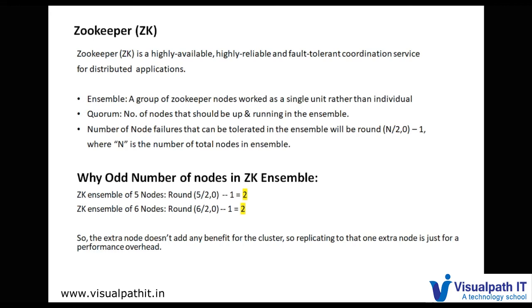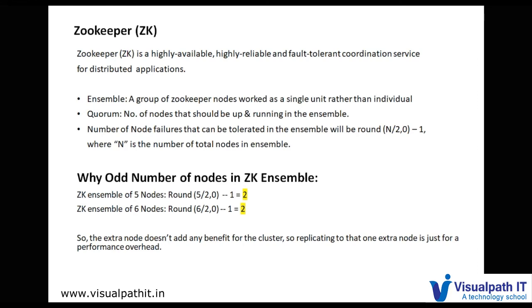So the ensemble, a group of Zookeeper nodes, works as a single unit rather than individually. And the quorum is the number of nodes that should be up and running in the ensemble. The number of node failures that can be tolerated in the ensemble is round(n/2) - 1, where n is the total number of nodes in the ensemble.